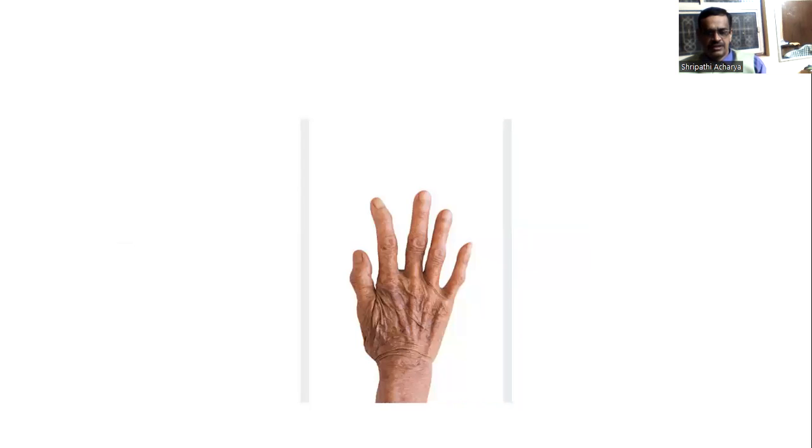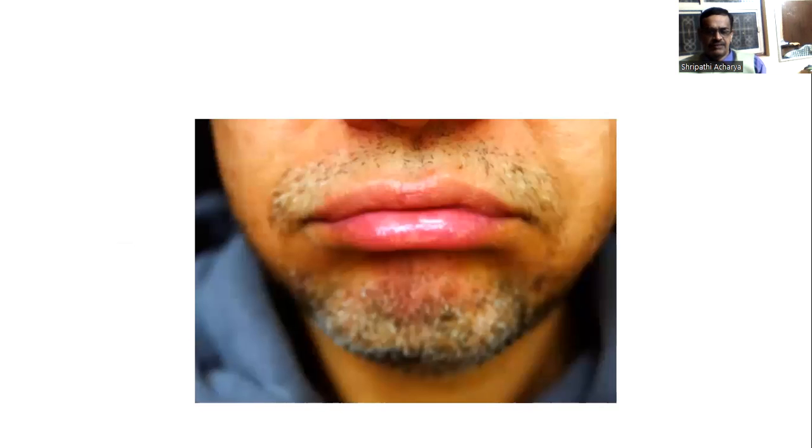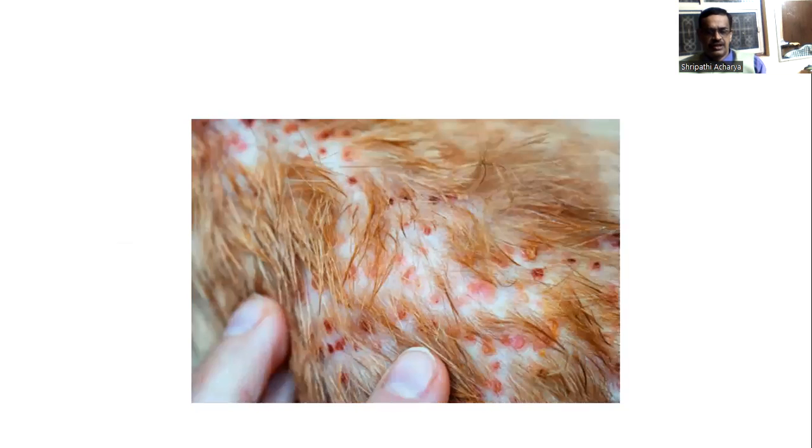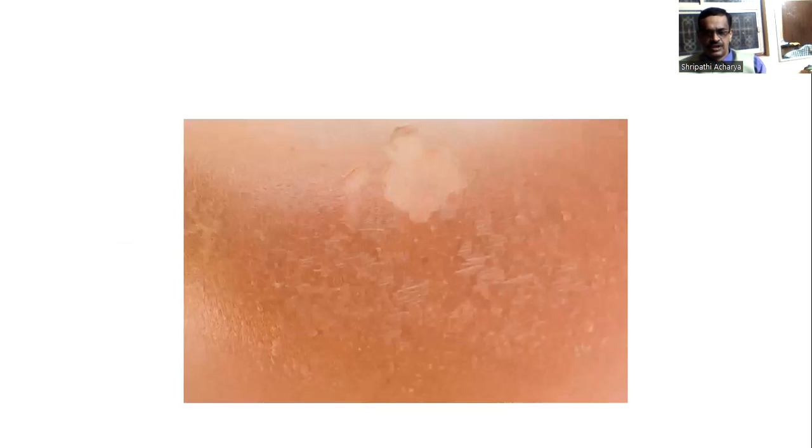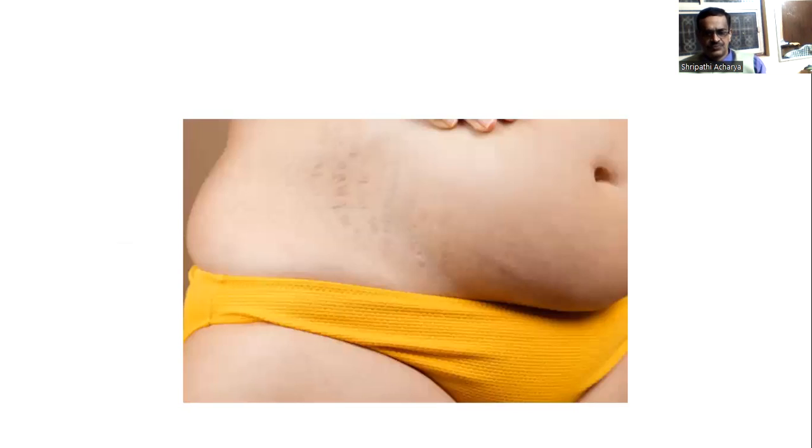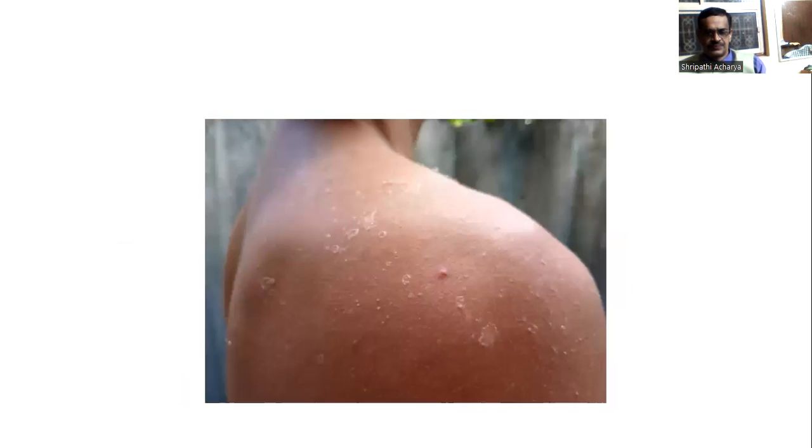In the hand there is muscle wasting and reabsorption of fingers. You can see there is inflammation of the mucous membrane also. You can see the altered coloration in the scalp. Hyperpigmented areas with anesthesia. You can see skin lesions.